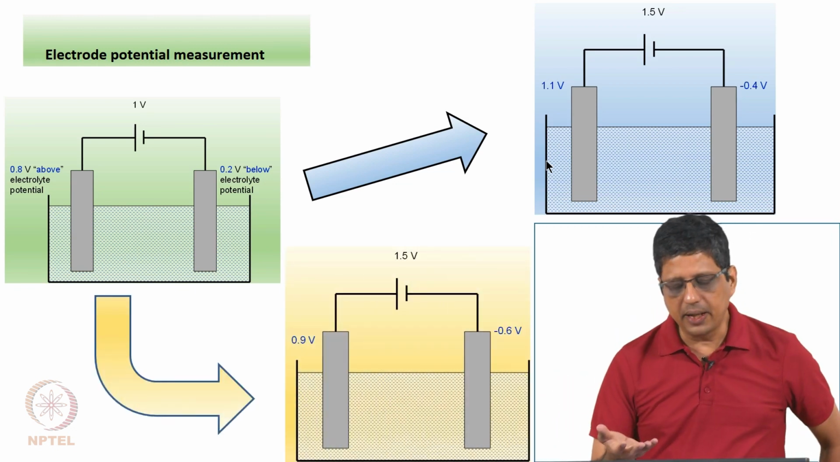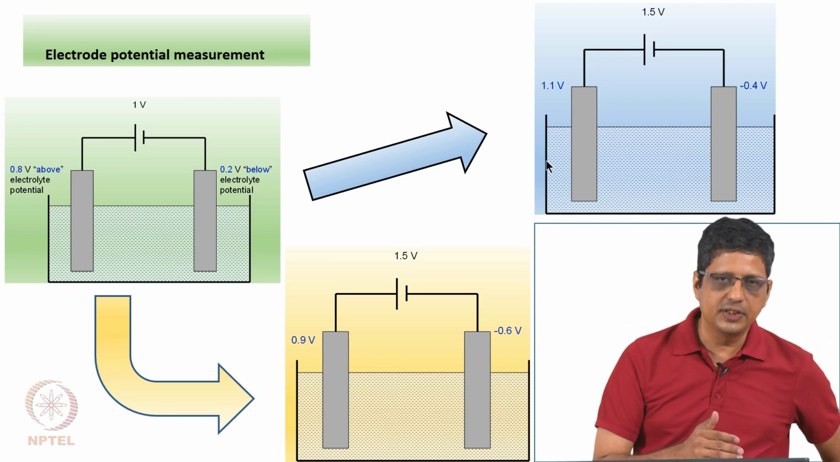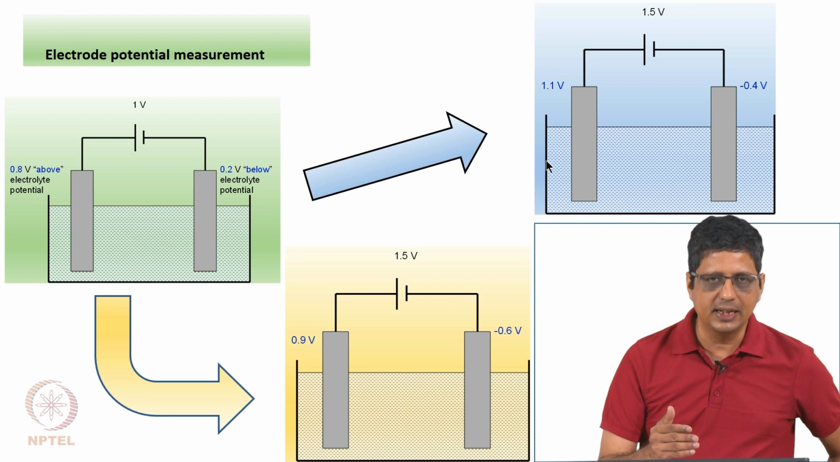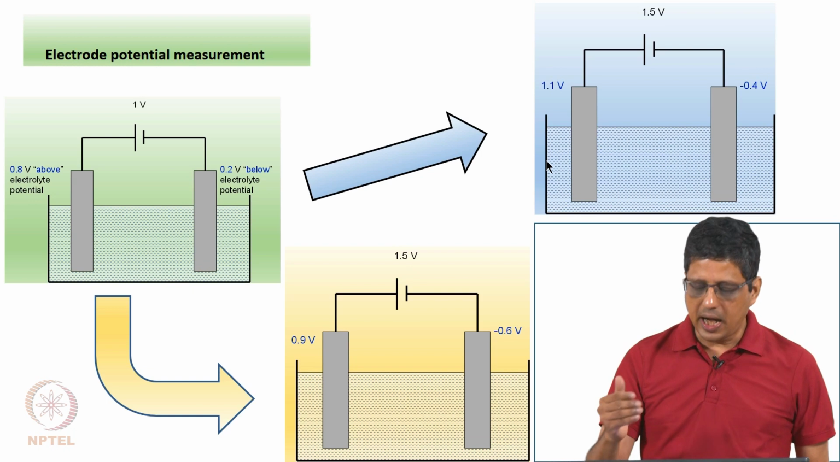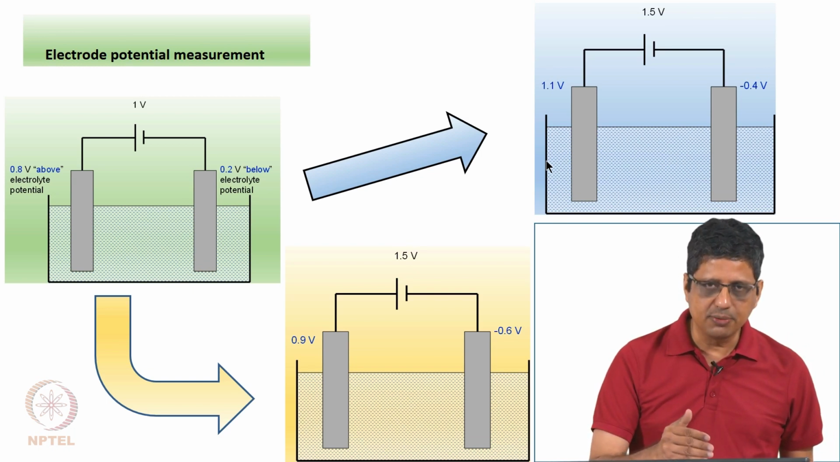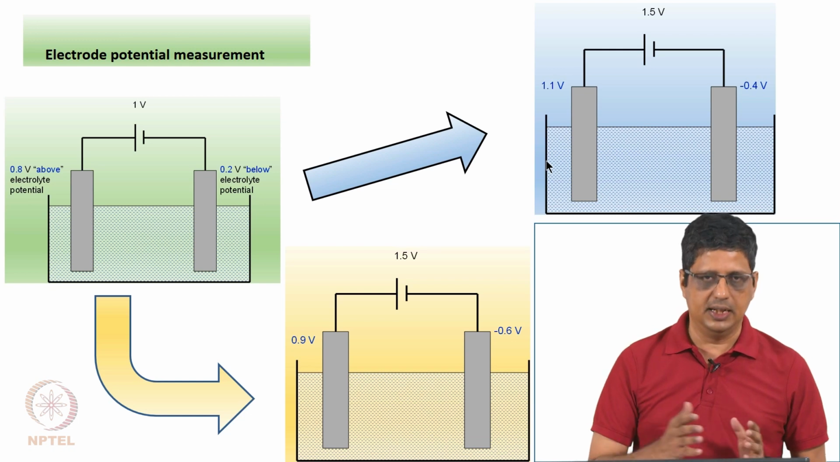It can also happen that for the same applied voltage, on the left side the electrode might have changed slightly, or the potential across the electrode might have gone from 0.8 to 0.9, and on the right side it might have dropped from minus 0.2 to minus 0.6. This is just two examples, there are many possibilities.